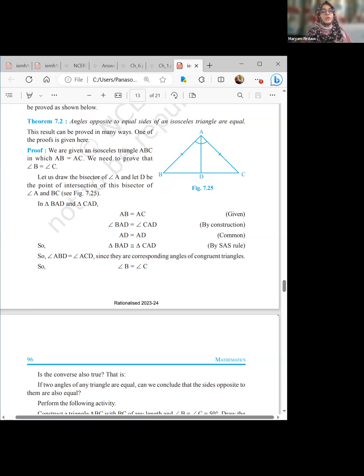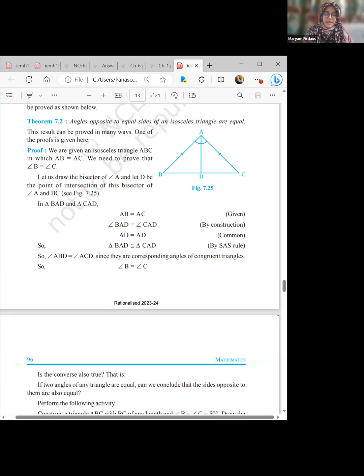But for that, what do we need? We need to show that these two are congruent. Now to show that these two triangles are congruent, what do we need? Well, we have two sides that are equal. Two sides are given as equal. Anything else that we need to have? So what do we have? AB is equal to AC, given. It is given that it's an isosceles triangle.